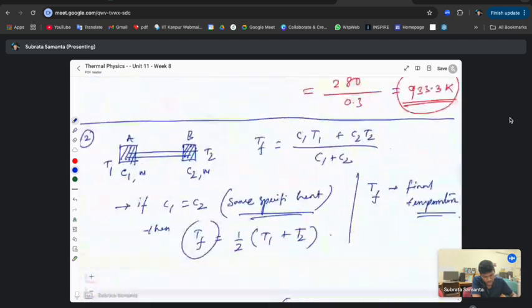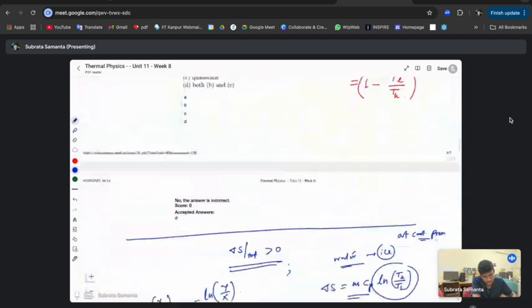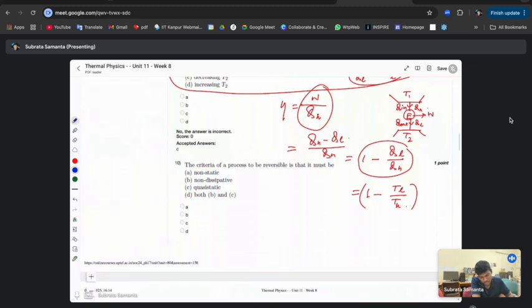All right, there is one more question left. The criterion for a process to be reversible: you know when a process is reversible. That means it is quasi-static, so you have to move the system very slowly. Option C is correct, and option B is also correct, so option D is correct, both B and C.